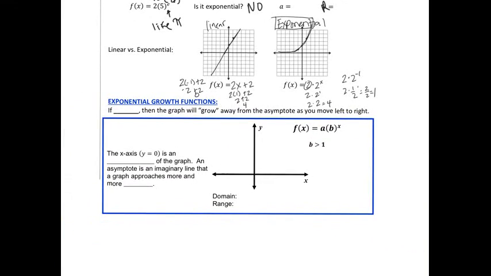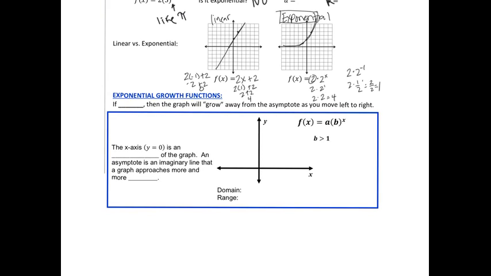So, exponential growth functions. If r is greater than 1, then the graph will grow away from the asymptote as you move left to right. The x-axis, where y is equal to 0, is called an asymptote. An asymptote is an imaginary line that a graph approaches more and more, but never crosses.